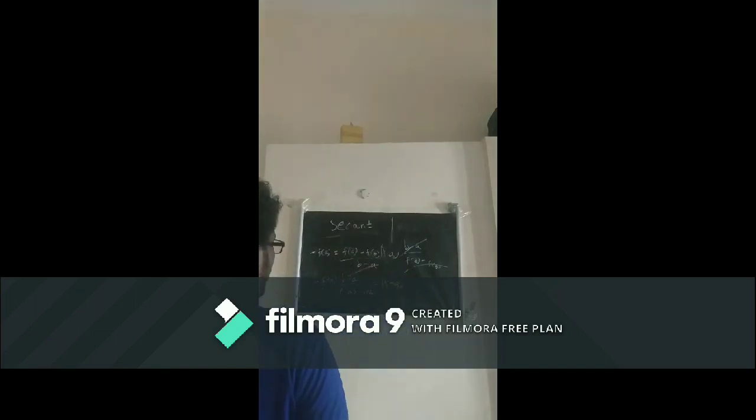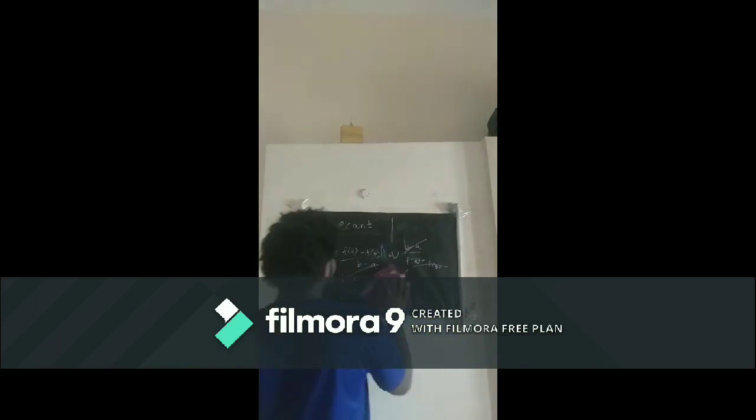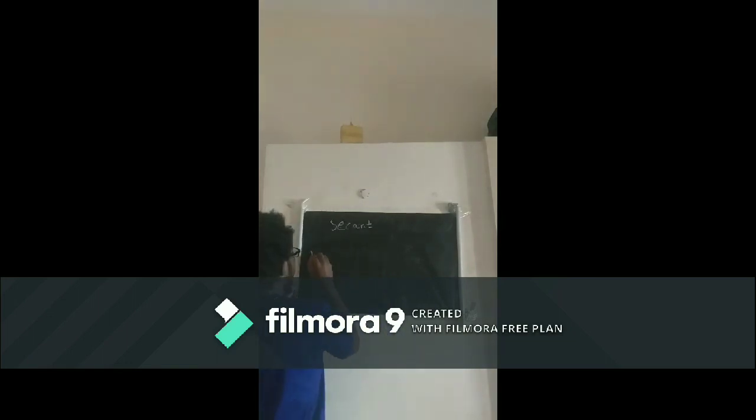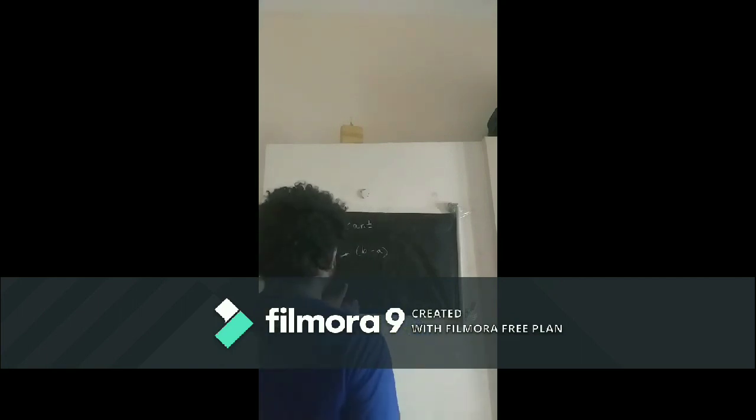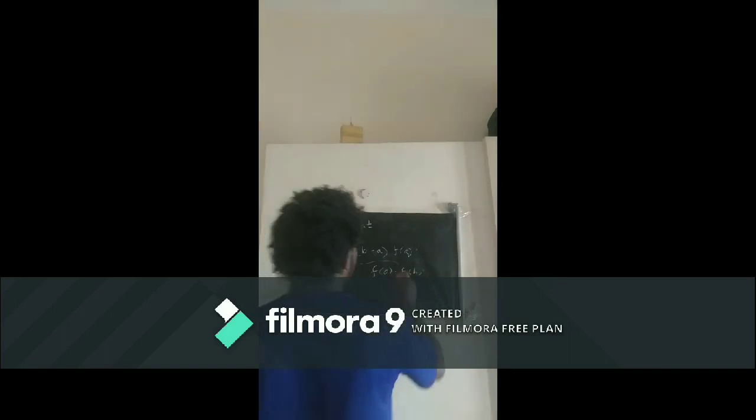So x minus a is equal to minus into b minus a into f of a over f of a minus f of b. Yeah, like this we can get.